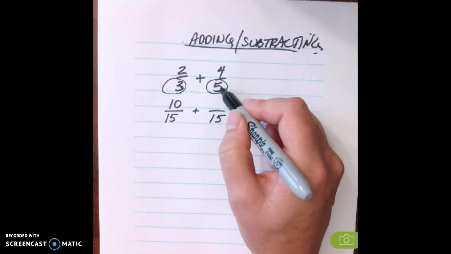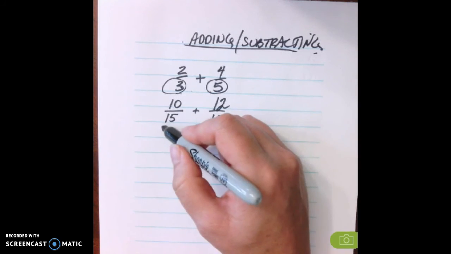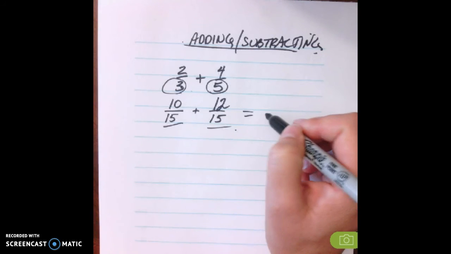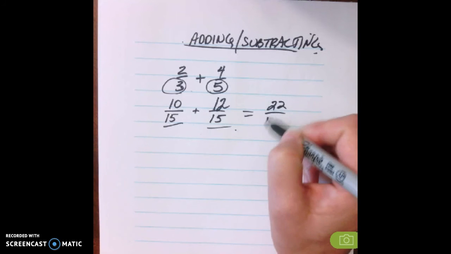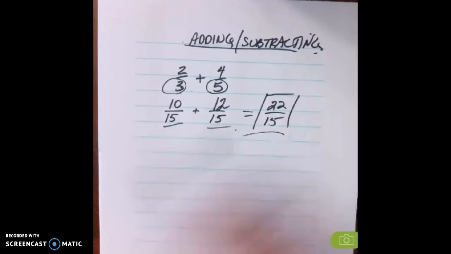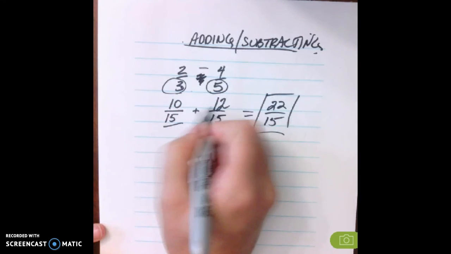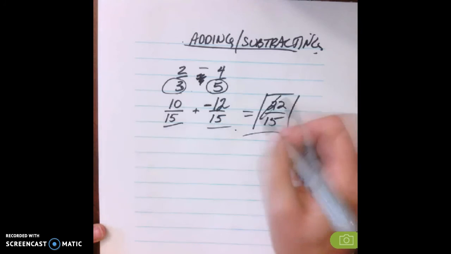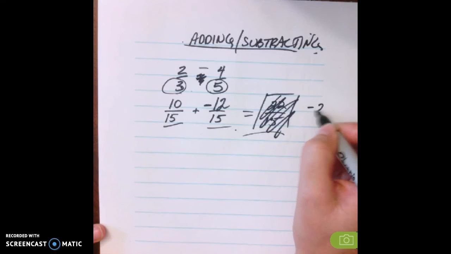Now, what about this guy? What did I do to 5 to get 15? I multiplied him by 3, so you're going to do the same thing to the numerator. I got the same denominator. So now I'm going to add my numerators, and your denominator stays the same. But Miss First, what if we're subtracting? No, you're never subtracting. If you were subtracting here, remember it's the same thing as adding a negative. So if you're subtracting, you just say 10 plus a negative 12. Well, that's going to be -2.